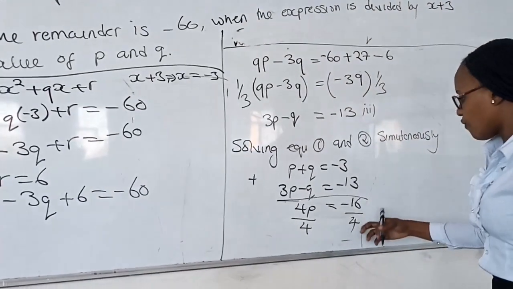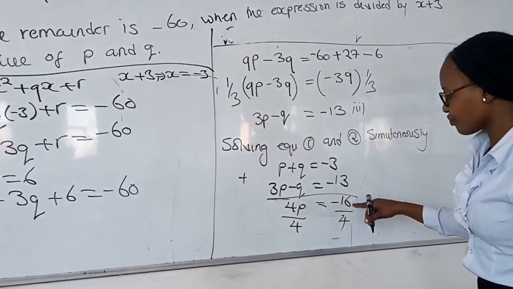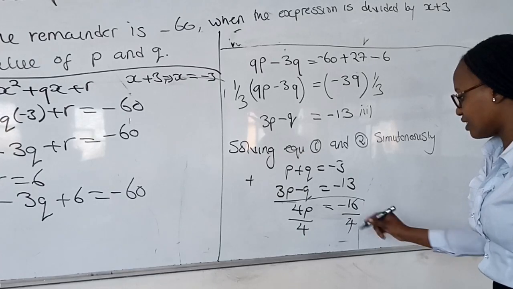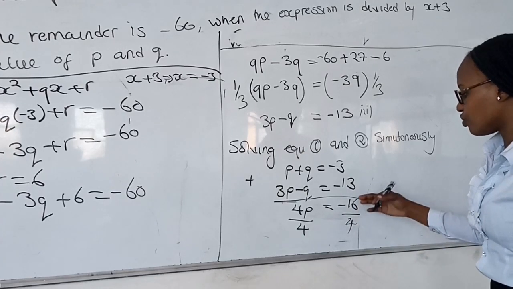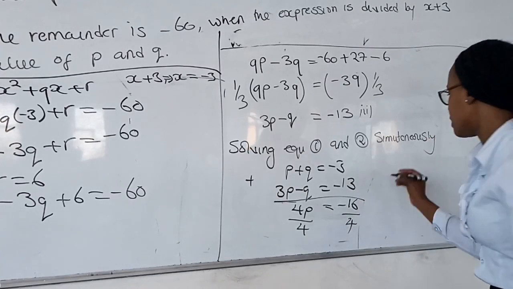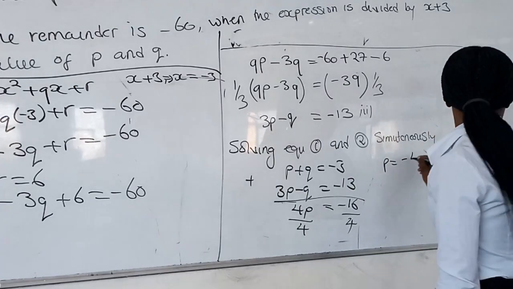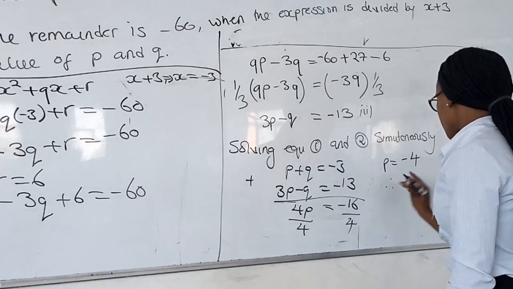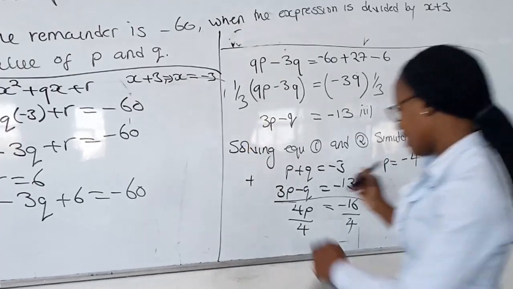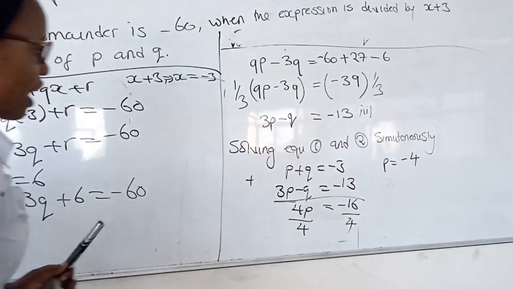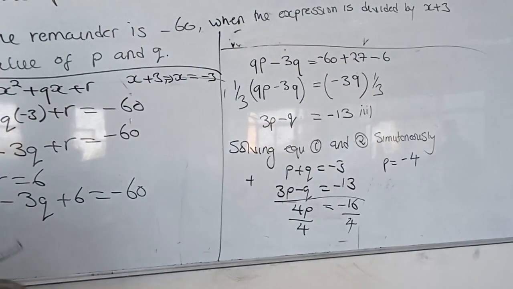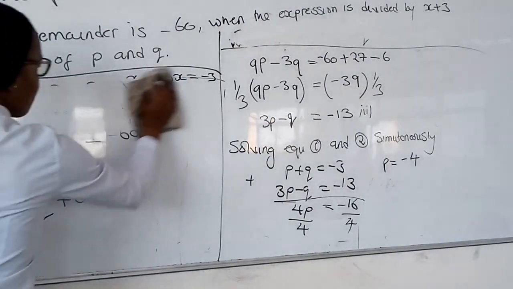Because minus 3 and minus 13 add to give negative 16, and 4 into 16 gives us negative 4. So p is equal to negative 4. So therefore, okay, we'll not conclude for now, but let us find the value of q.